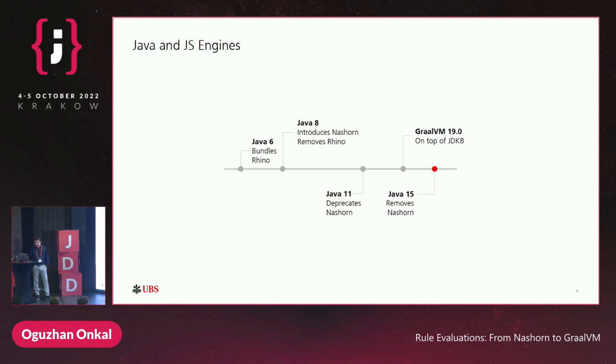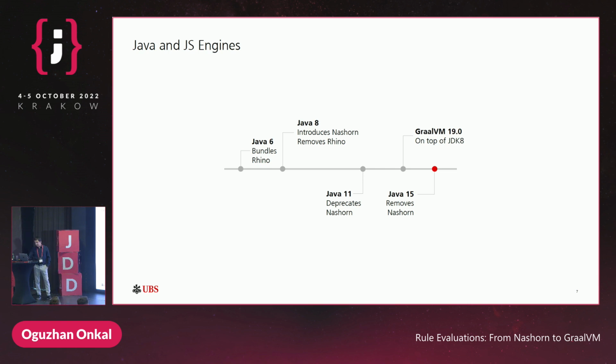Okay, so let's also look at how Oracle included the JavaScript engine in the Java stack. It started with Java 6, and it came with Rhino. But this Rhino engine was removed with Java 8, and Nashorn was introduced. And Nashorn stayed until Java 11 and then Java 15. And between Java 11 and 15, Oracle also introduced something called GraalVM with version 19, and it was built on top of Java 8.